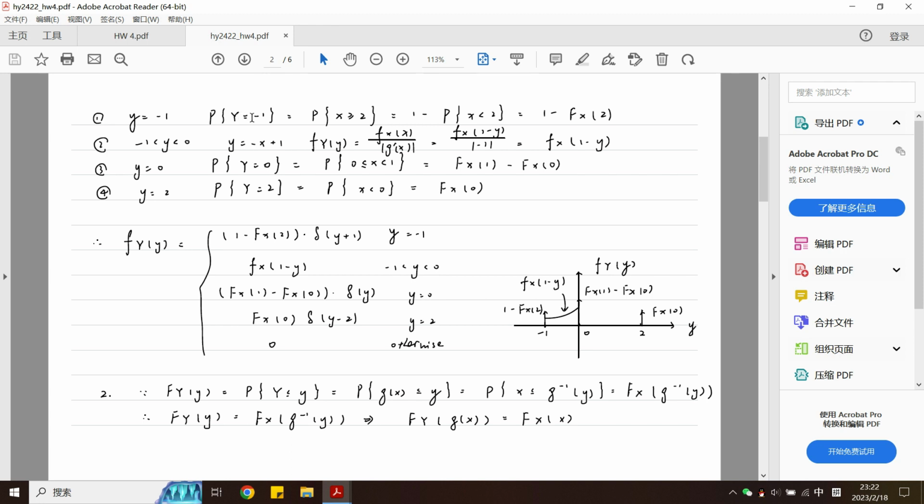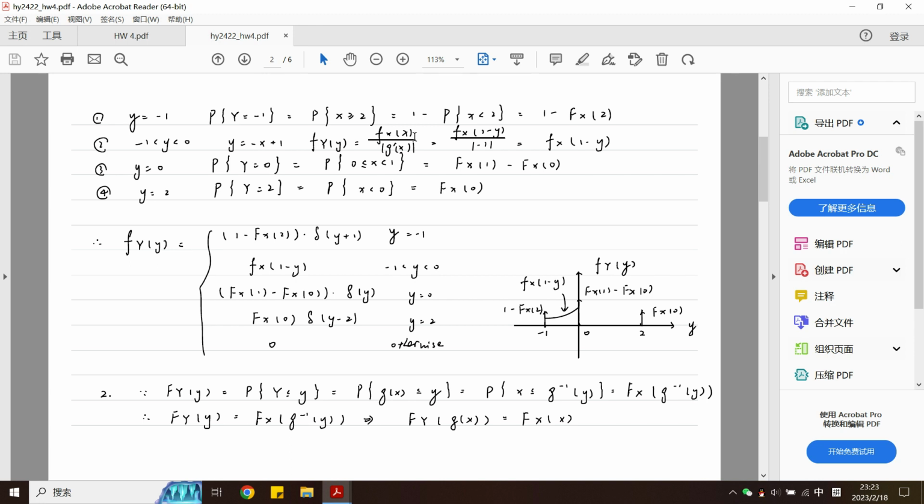So after finding big Fy and drawing it, we also need to find small fy and draw it. So firstly, if y equals to negative 1, the probability y equals to negative 1 equals to the probability, from the figure, that x is equal or larger than 2, which also equals to 1 minus the probability that x is smaller than 2. So we can find the relationship between the probability y equals to negative 1 and Fx, which is 1 minus Fx(2).